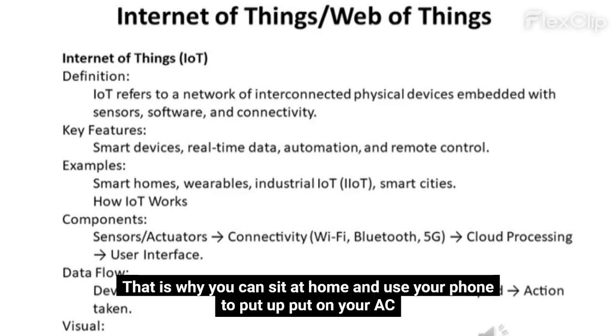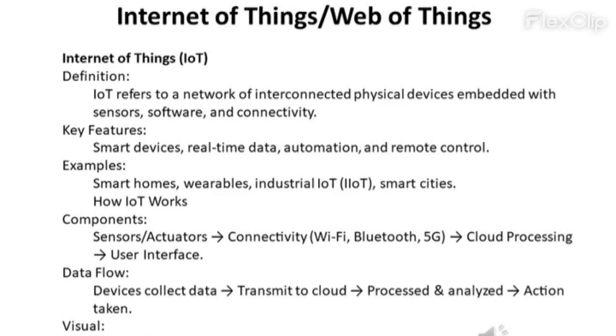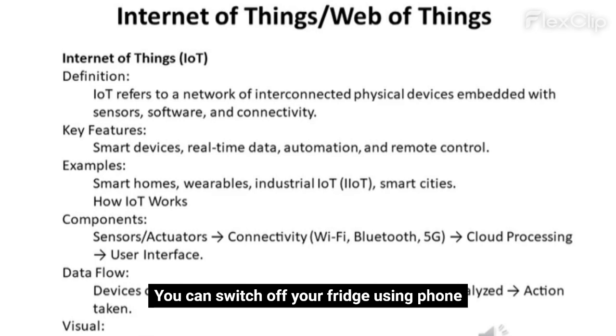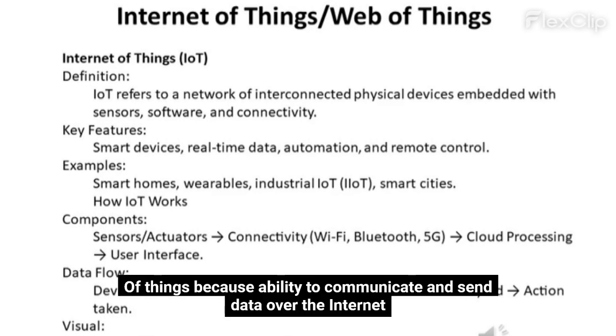That is why you can sit at home and use your phone to put on your AC. You can switch off your fridge using your phone. That's Internet of Things. You can use your phone to put on the fan. That's Internet of Things, because of the ability to communicate and send data over the internet.